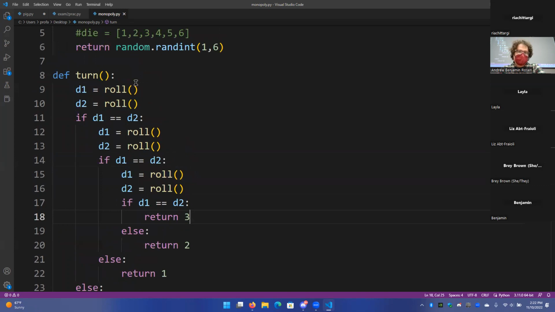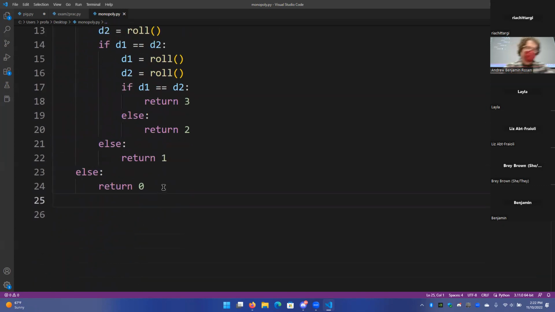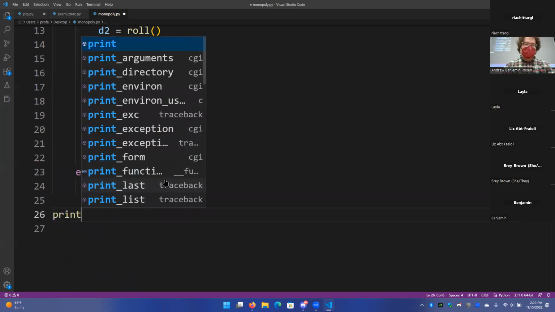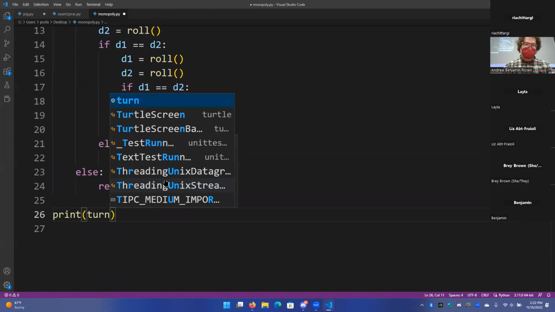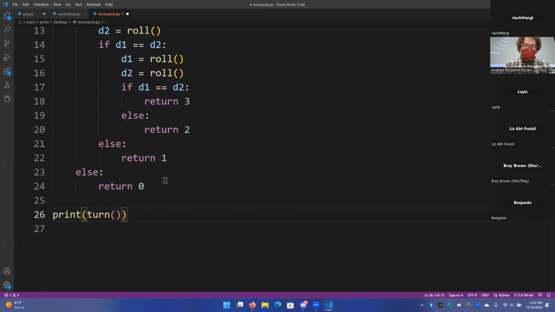So I've created a simulation of this turn. And so we can test this now by simply printing it: print turn, call it, run it.